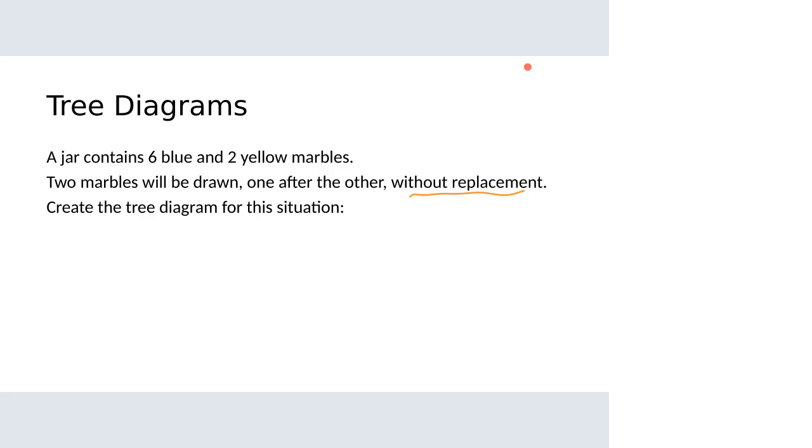So I'm walking up. I'm going to draw a marble out. And the first one I pick is either going to be blue or yellow. So blue or yellow. Now I'm going to ask you, what's the probability of getting a blue one on that first draw?